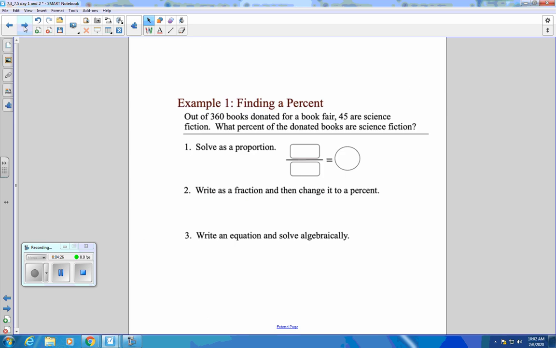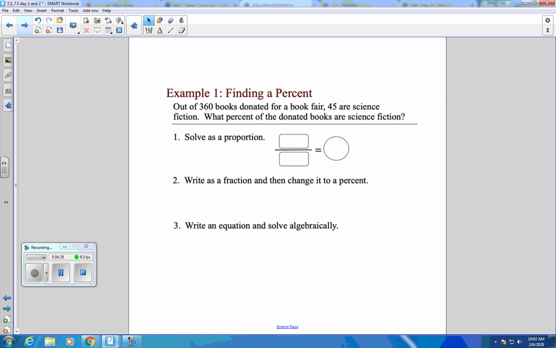So example number 1, it says out of 360 books donated for a book fair, 45 are science fiction. What percent are science fiction? So out of 360 books, that's going to be our whole. The whole goes on the bottom. So we have out of 360. It says 45 are science fiction. That's our part. We're going to put that on the top. Then our ratio over here, well, it's always out of 100. And then we're going to put an x. We're solving for percent. Then you're just going to cross multiply.